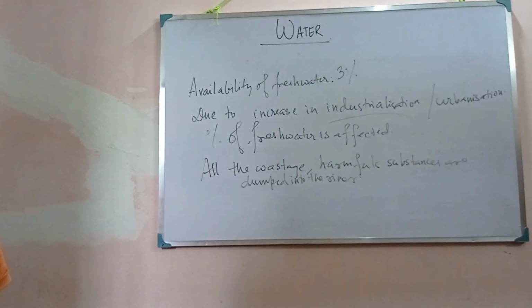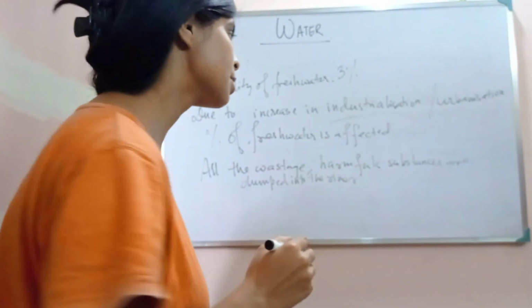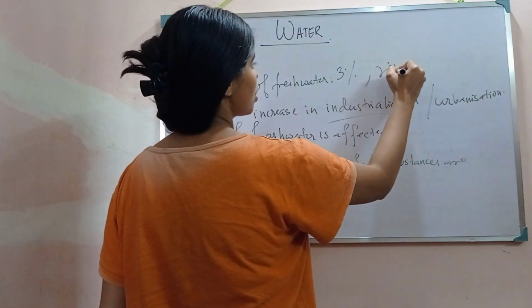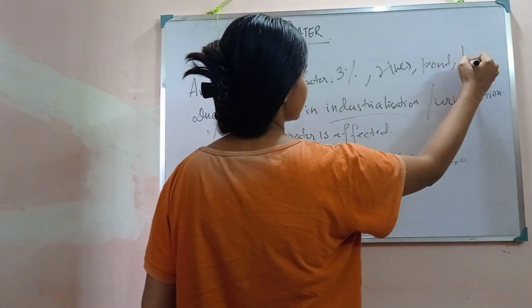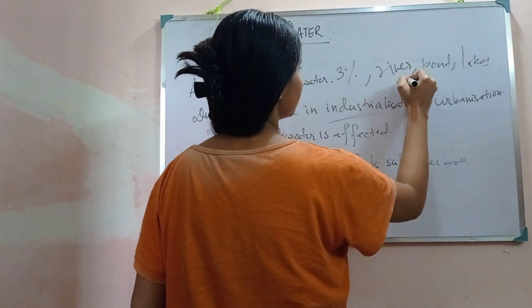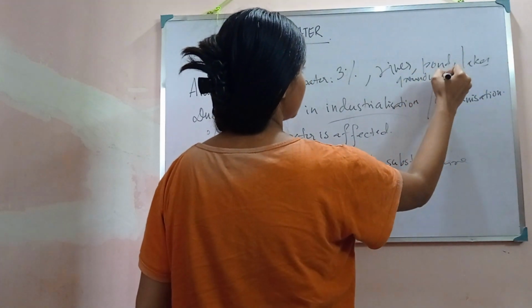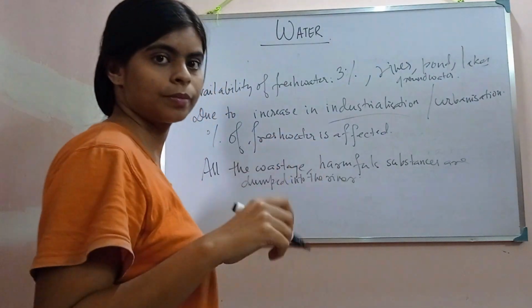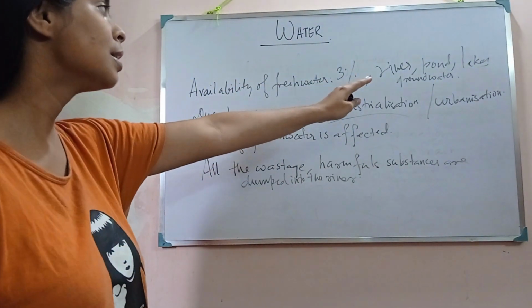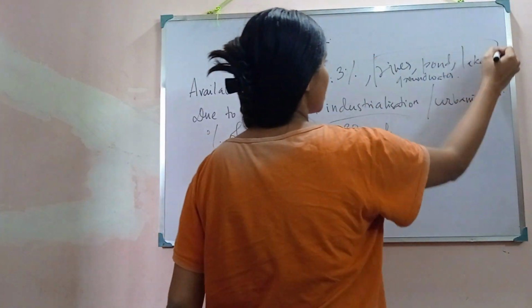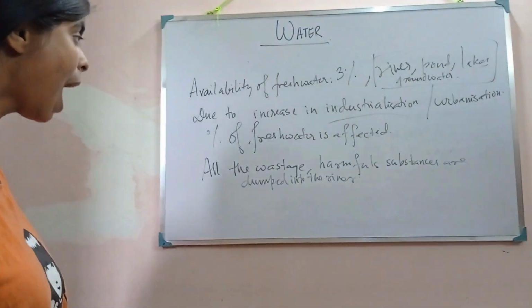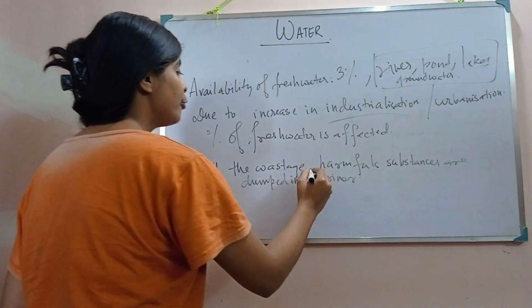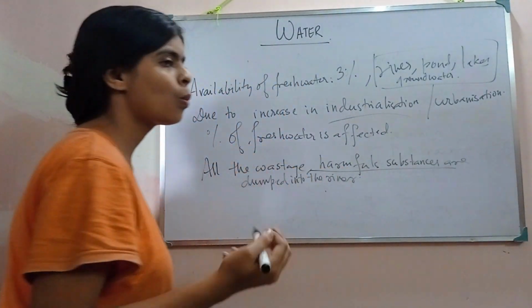So as we know, the fresh water contains what? Rivers, ponds, lakes, groundwater, rainwater, snow. These are all the sources of what? Fresh water. And if we dump this harmful wastage into the river, what will happen?